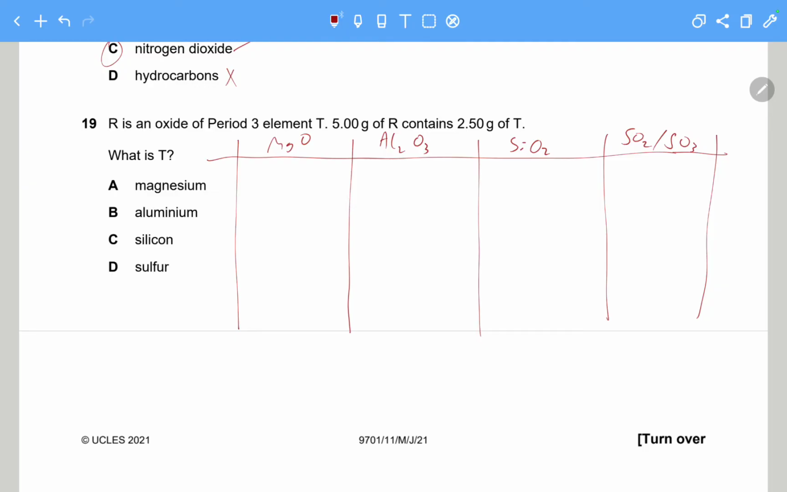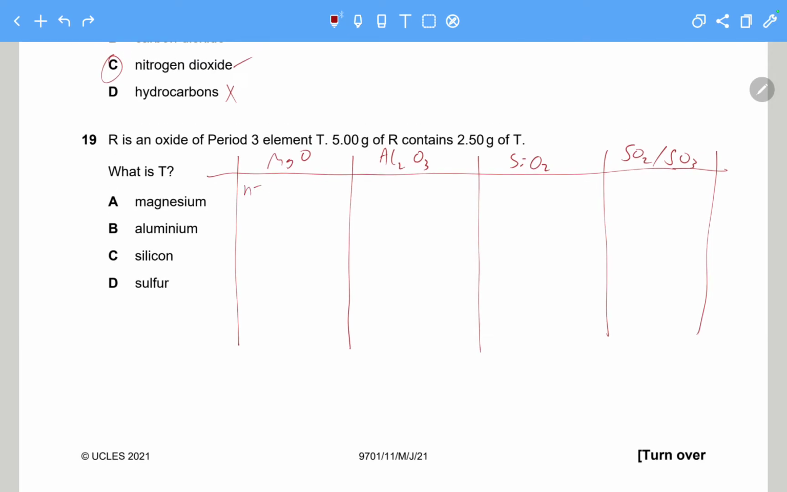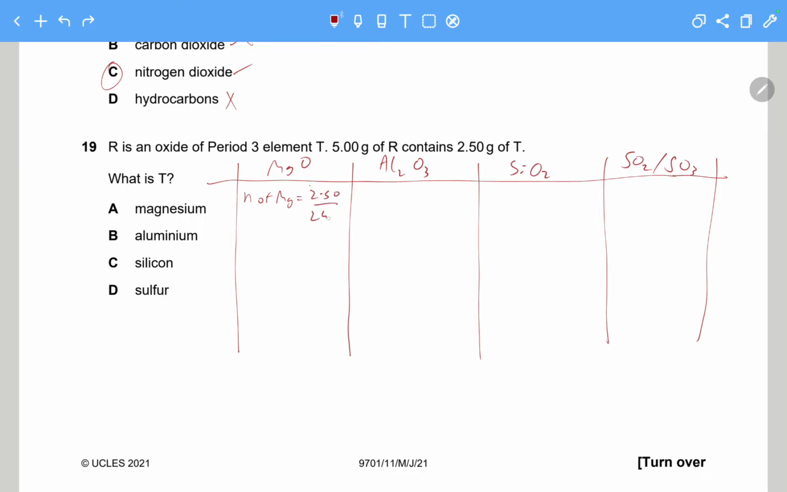So the rationale that we have to follow is that, for example, if we look at MgO, 1 mole of magnesium will form 1 mole of MgO, because we have 1 Mg in MgO. So using this rationale, the N of Mg, the number of moles of Mg, is equal to 2.5 over 24.3, because the mass of the element T is 2.5, and the molecular mass of magnesium is 24.3, and this is 0.103. N of MgO is equal to 5, which is the mass of the oxide, over 24.3 plus 16, the molecular mass of the oxide, which is 0.124.